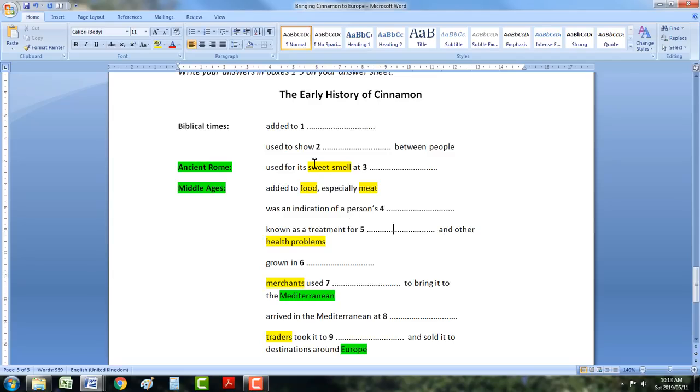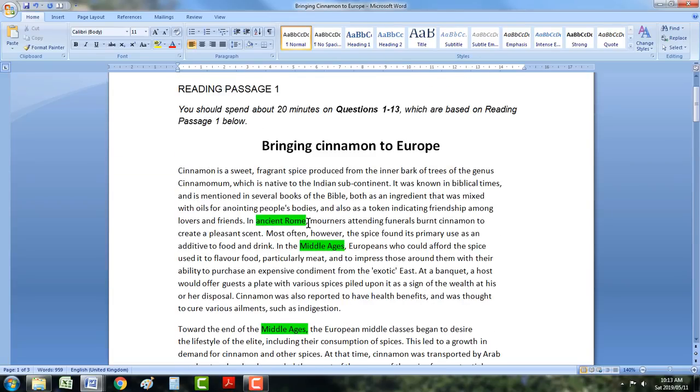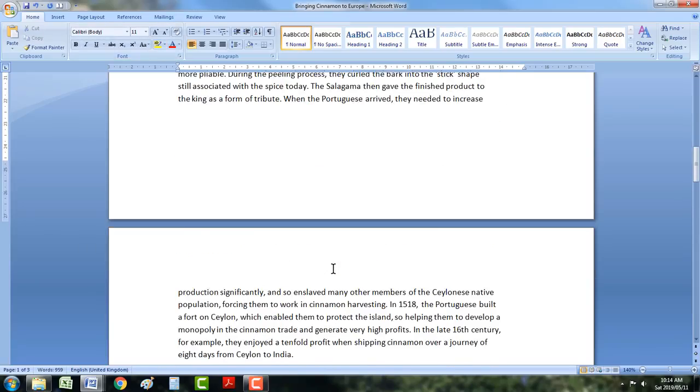I would start at the beginning. We know where ancient Rome is. Let's look for sweet smell. Let's look for food, especially meat. Ancient Rome. Sweet smell, right there. A pleasant scent. Food. There's food. There's food again. Especially meat. Particularly meat. Great. That's very nice. So now we know exactly where we are.